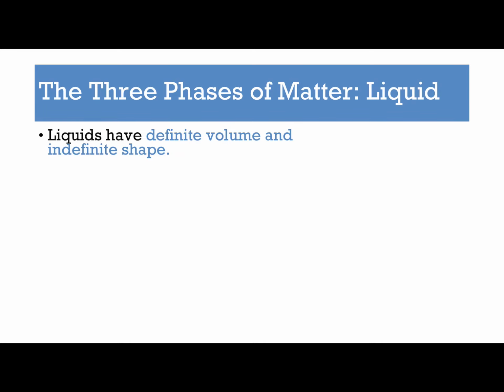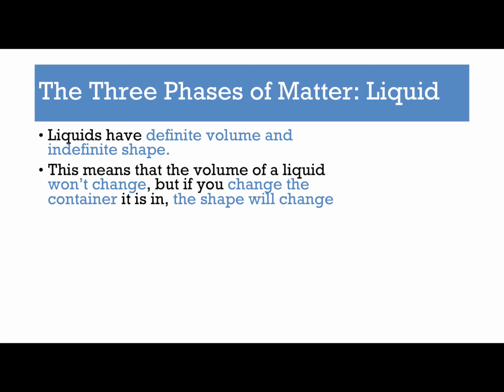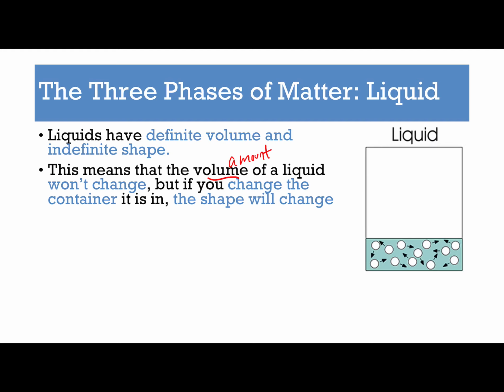Okay, so liquids. Liquids have a definite volume and an indefinite shape. So what that means is that the volume, or the amount of liquid, isn't going to change, but depending on the container you put it in, the shape will change. So here we have, in this lovely box, the liquid completely fills up the bottom of that box. But if our box was shaped like this, the water would fill up this space. Now it's a slightly different shape. If we put the water in a bowl, it would be a different shape.